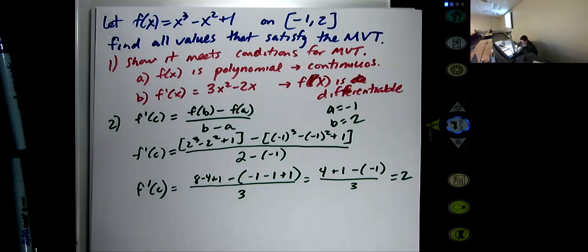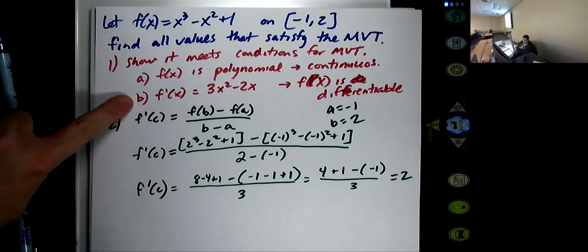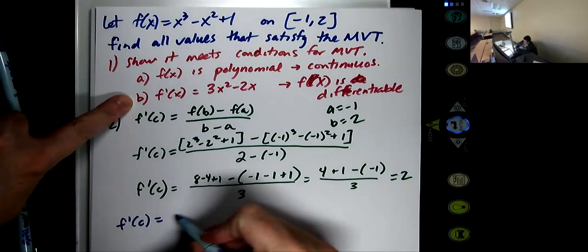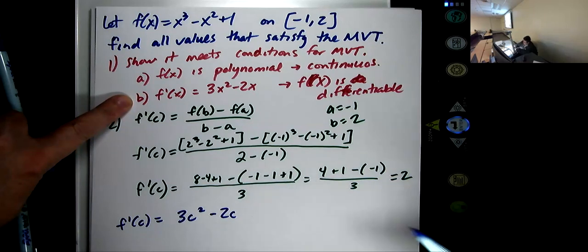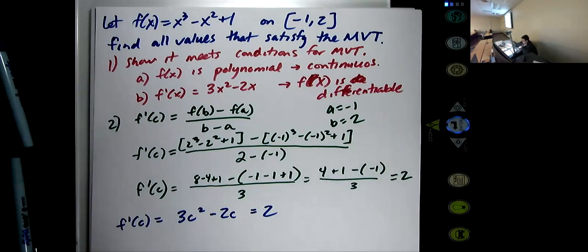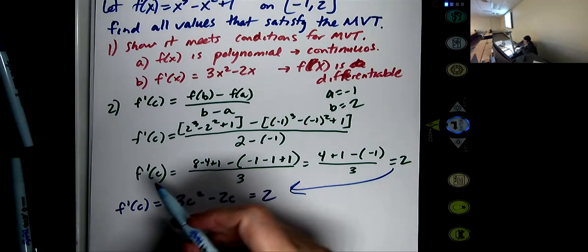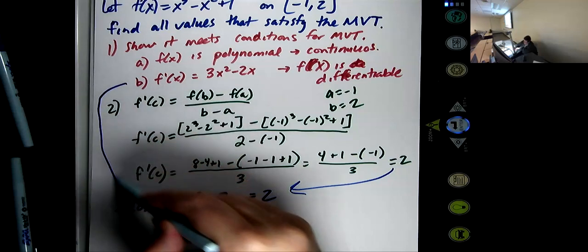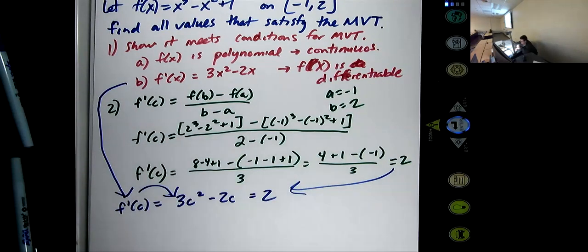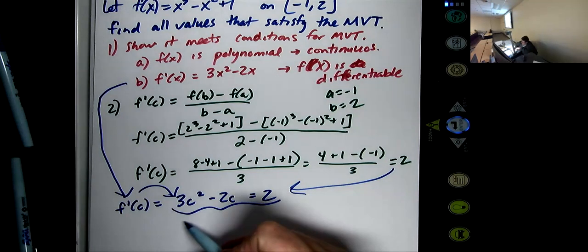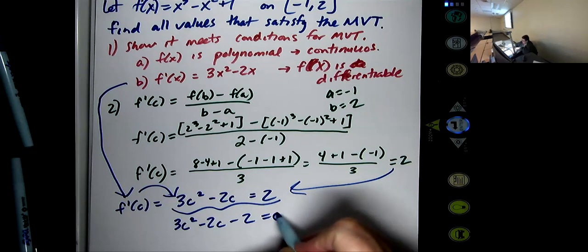And what's f prime of c? Here's f prime. So f prime of c is 3c squared minus 2c. That equals 2. So that 2 came from using f prime of x and evaluating it at c. We're going to solve that. We'll get the 2 over on the left: 3c squared minus 2c minus 2 equals 0.